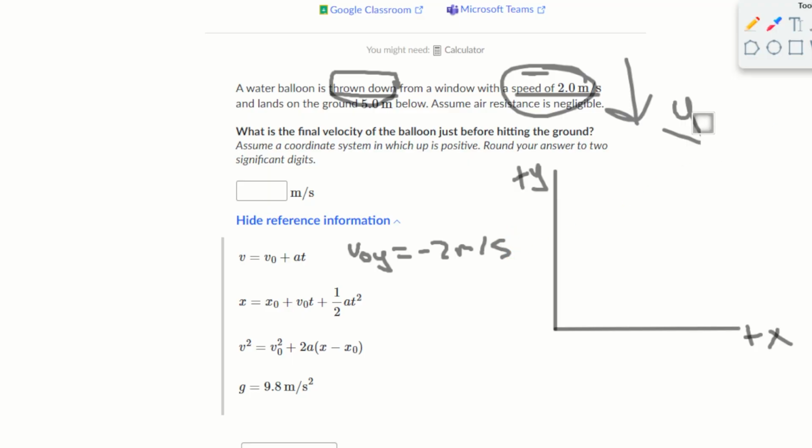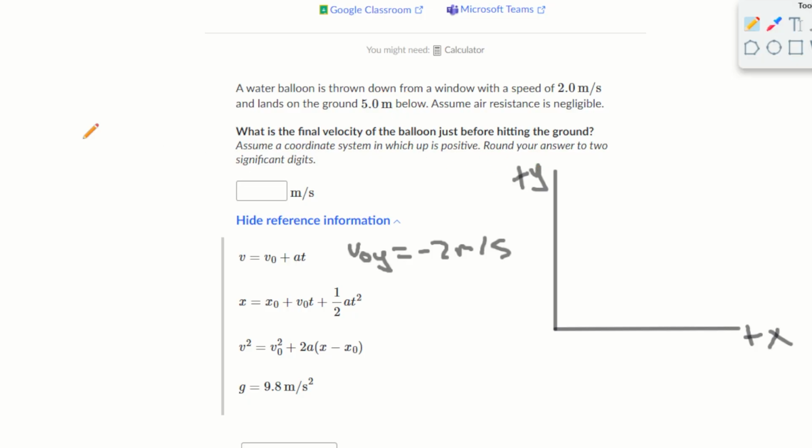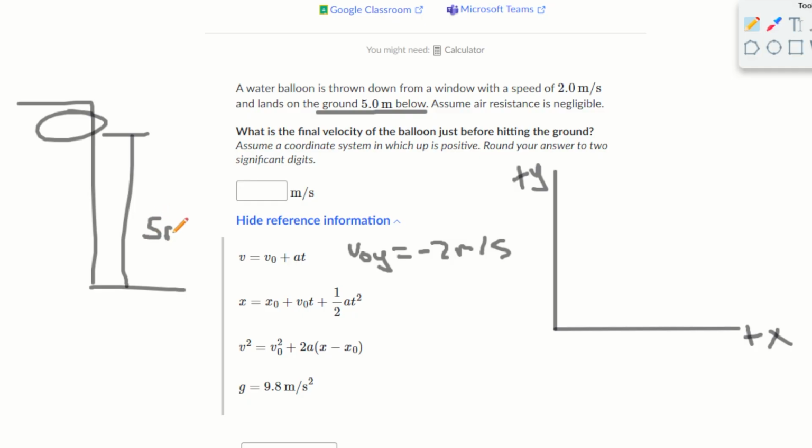Continuing to read the question, we can see that it says, and lands on the ground 5 meters below. Since it's saying 5 meters below, if we drew this window right here, the distance from the ground to the window is 5 meters in the y direction. So we know that the displacement in the y is equal to 5 meters.